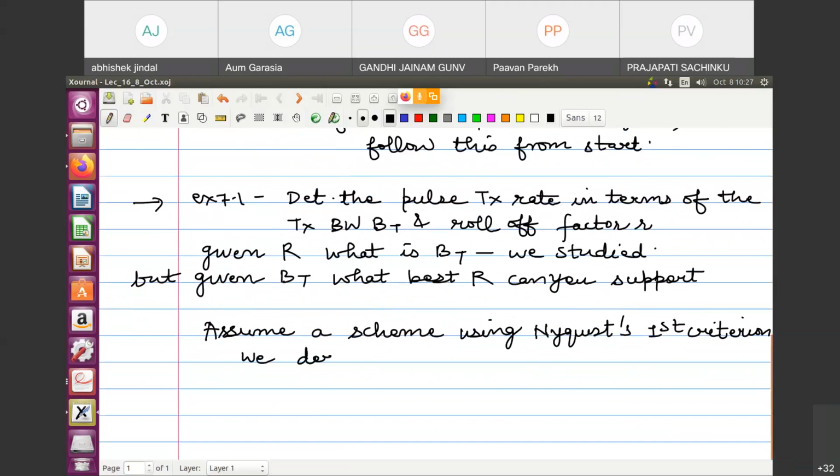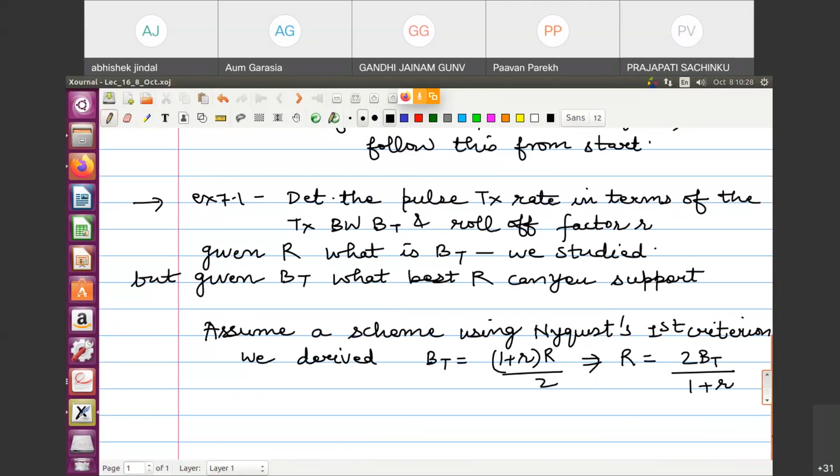Okay. So with this, we derive. I think you can just refer to the last lecture. We derive that Bt is equal to (1 plus r) into Rb by 2. Rb is nothing but the bit rate. So this implies that if at all given Bt I need to find Rb, then Rb is equal to twice of Bt upon 1 plus r.